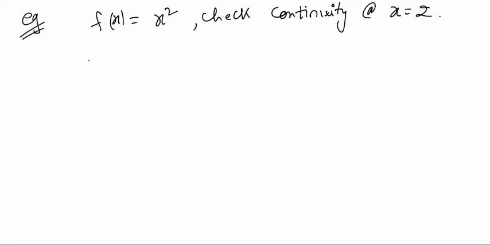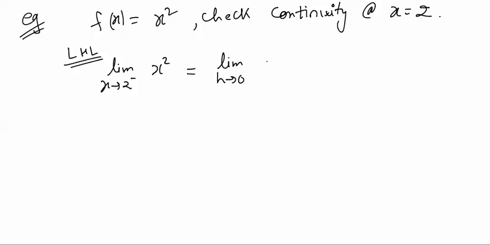So let us say first we'll take the LHL, which is the left hand limit. So left hand limit will become limit x tends to 2 minus of x square. That can be written as limit h tends to 0 of (2 minus h) square, right? If I substitute h equal to 0, it will become 2 square, that is 4.